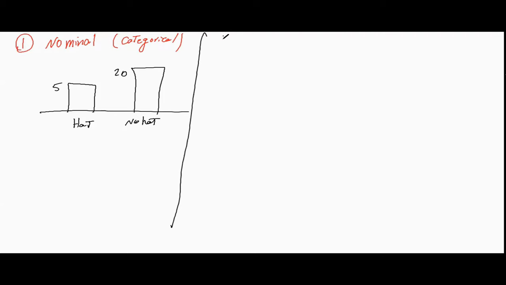But there are some data that are richer than nominal level data. They are called ordinal data. This level is sometimes called ordinal level, and the other name is scale in other books. Ordinal scale or ordinal level data is richer than nominal level data.